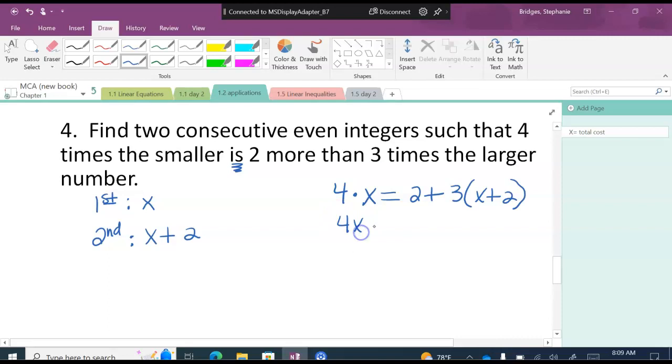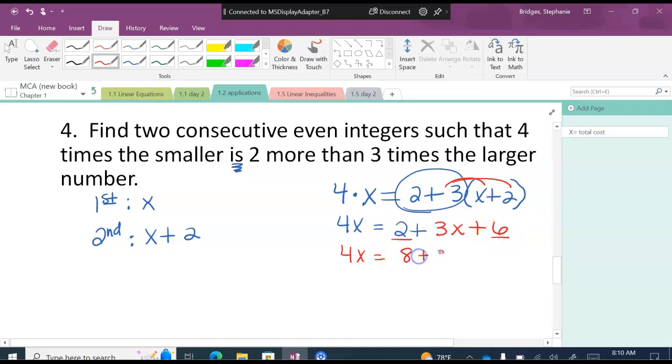So 4 times x is 4x. Do I add that 2 and 3 together before I distribute? No. We keep that 2, we keep that plus sign. The only thing we distribute here is that 3. Combine your like terms. Let's see, I'm going to add that 6 and that 2 together to get 8.